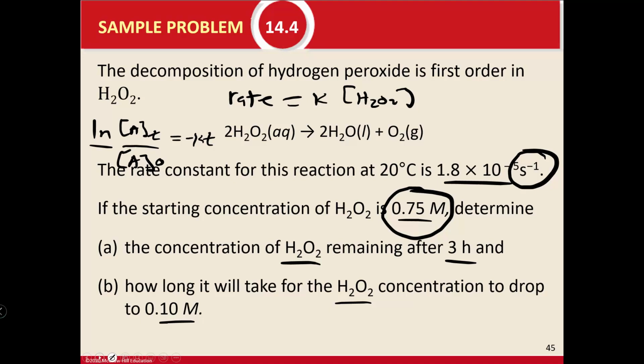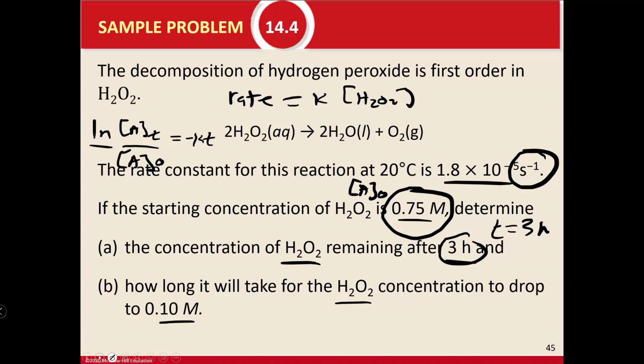So again, organize your data. This is A naught, or in this case, hydrogen peroxide. We know 3 hours have passed, so time equals 3 hours. And if you want it in seconds, then you're going to have to change 3 hours to seconds. Do they give us a... Yeah, and we do need it in seconds.